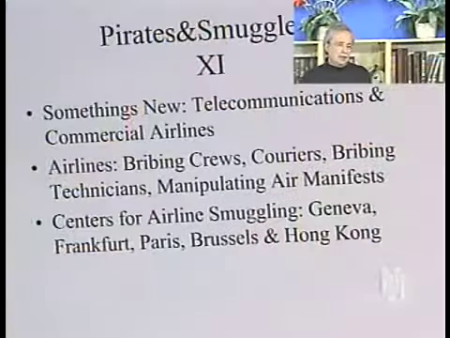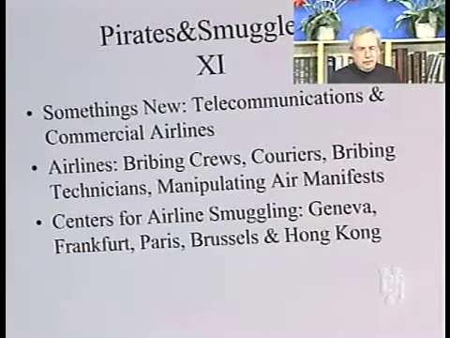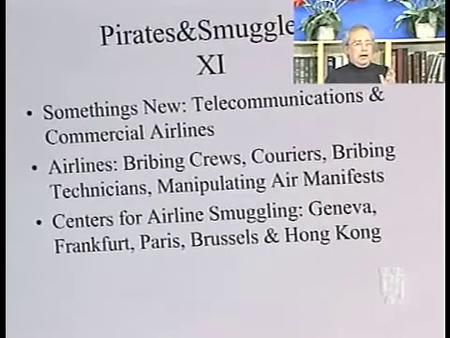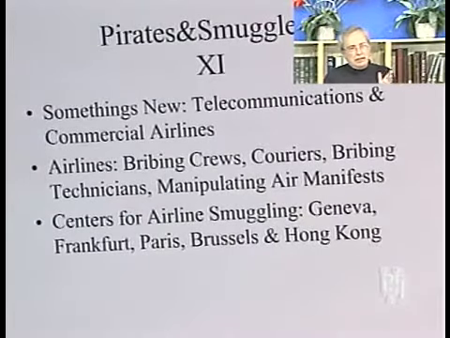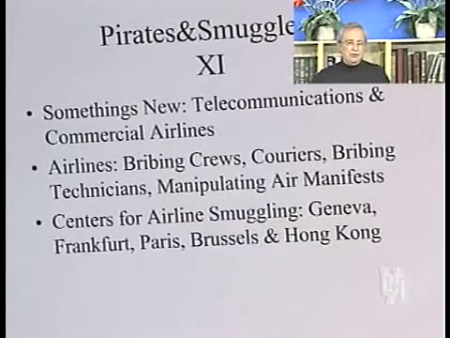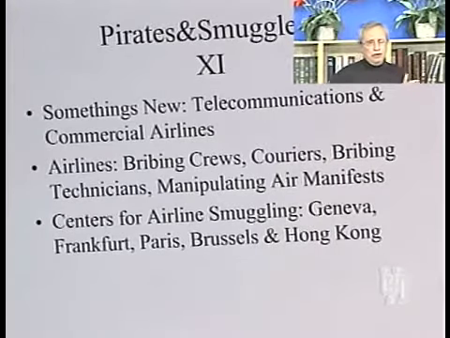Now, in addition to something old, there's also some things new. One is the increased network of telecommunications that connects the world. Now, this is well before the internet, the World Wide Web, but nevertheless, we do have a rapid expansion of telecommunications systems, particularly in the 1930s and 40s, and well into the 50s and 60s, meaning improved radio transmissions, telephone connections that are now truly universal, teletype systems that, again, have extended to encompass the globe. So now it is much easier to communicate and to arrange smuggling operations.